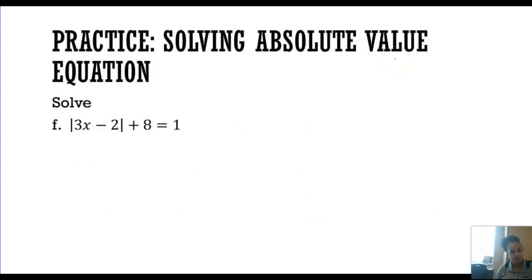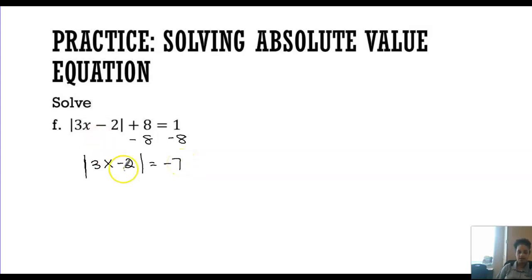This is the last one we're going to do, and this one is kind of special in a certain way. When I look at this, I say, hey, there's a little bit more work here. I need to always isolate my absolute value before I can take my 2 cases. So let's start by subtracting this 8 on both sides. So I have the absolute value of 3x minus 2 is equal to -7. If you remember what happened in the video, can the absolute value of something be equal to a negative number? No, it's not possible.